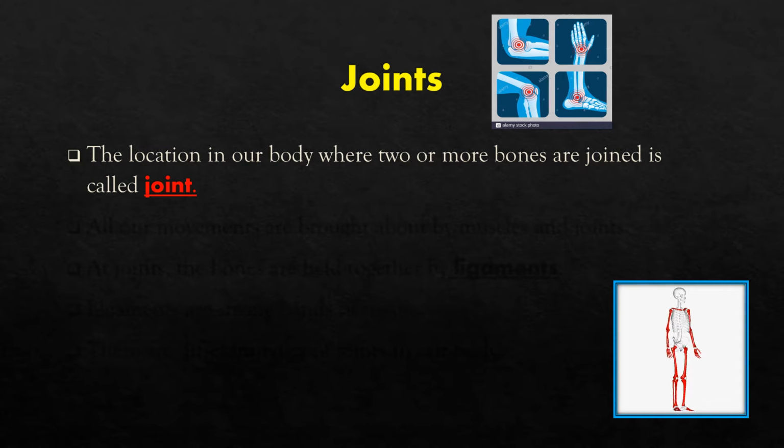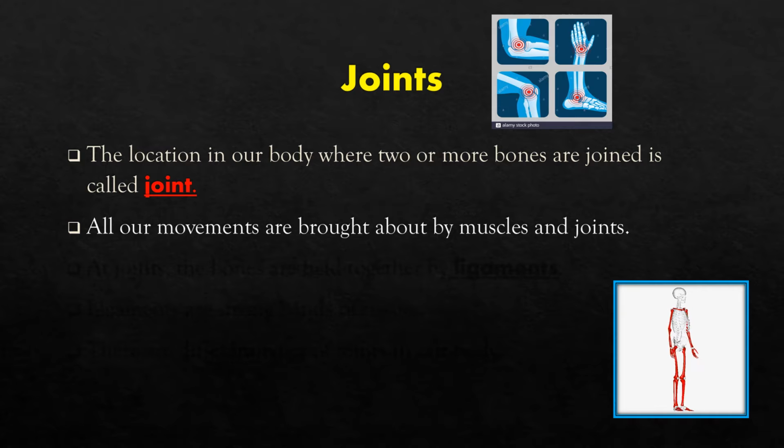Now, in our last video, we learned about different kinds of bones, and bones make a framework of our body. One of the functions of the framework of our body, or skeleton, is movement. Movement cannot be done by the bones alone. It is done with the help of muscles. So, the location of our body where two or more bones are joined is called a joint. Like here you can see, these are joints where two or more bones meet.